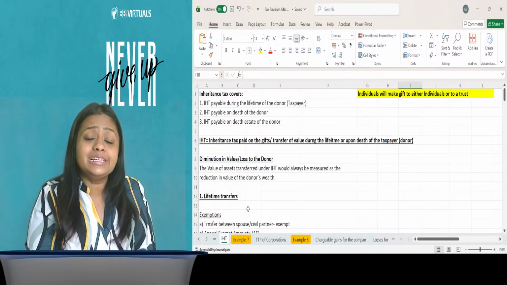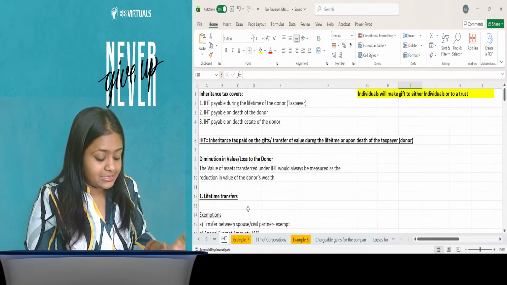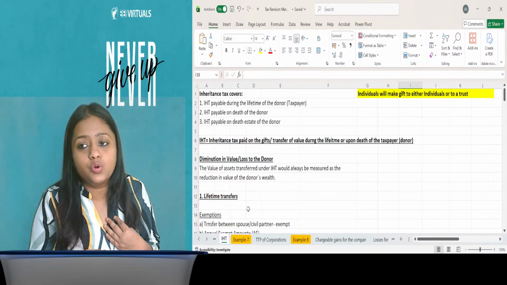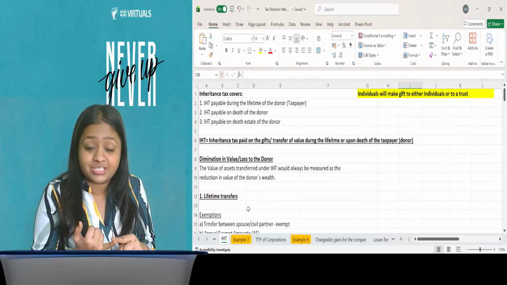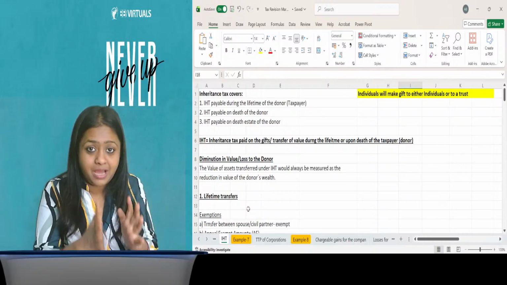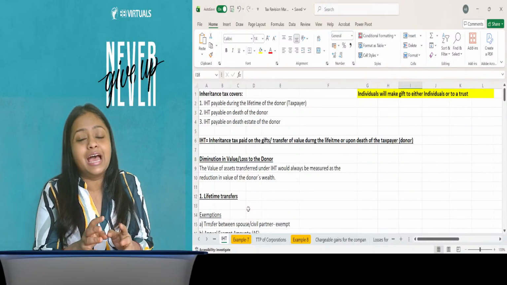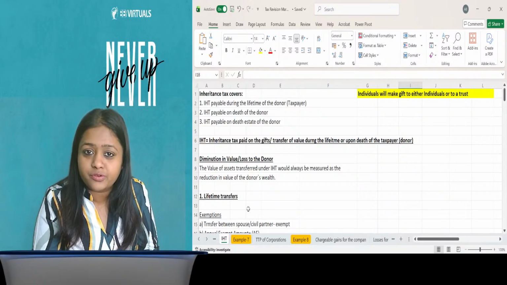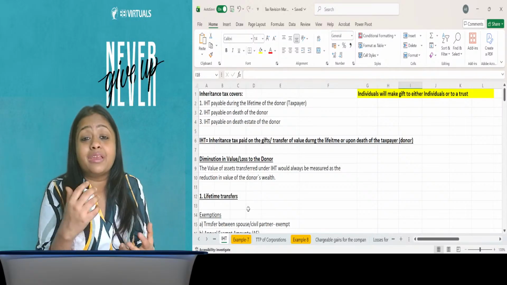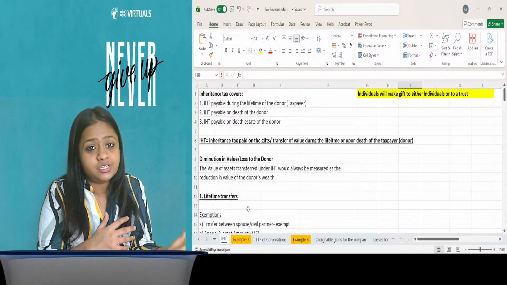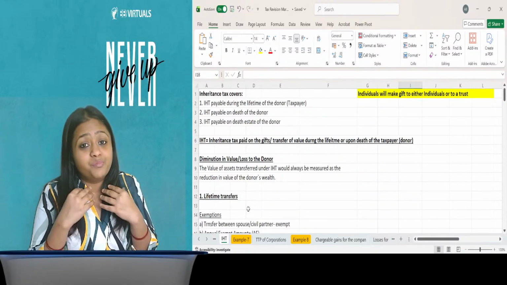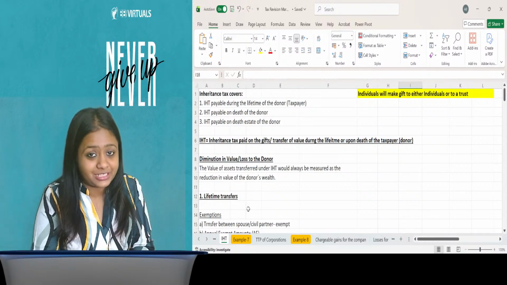Now, inheritance tax is a topic that you can certainly expect for sure, whether you are doing a section C question, a 10-mark scenario. Inheritance tax is one of the most favorite topics. In section B questions, you can have a case where you have a combination of chargeable gains and IHT asked. In section A, you'll have multiple questions asked from IHT.